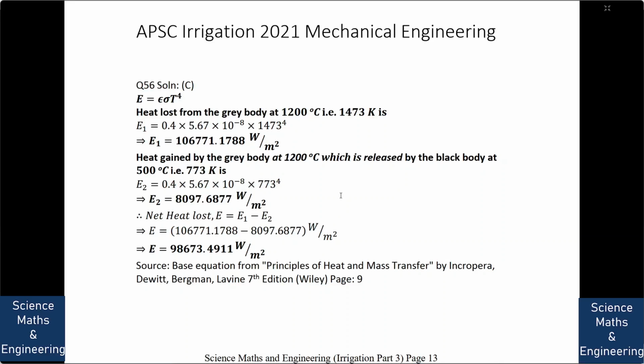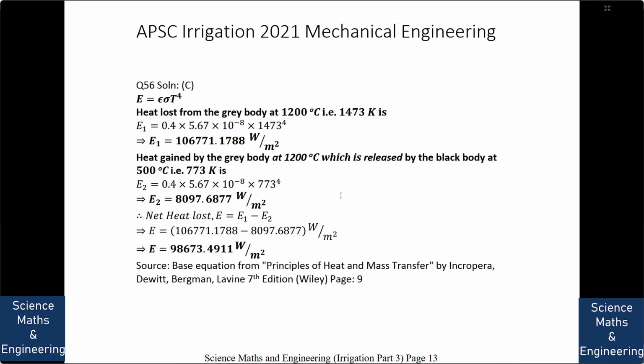we know the energy transmitted by radiation is given by E is equal to epsilon into sigma T to the power 4. Now heat loss from the grey body at 1200 degrees centigrade, that is 1473 Kelvin, is E1 is equal to 0.4, emissivity, into 5.67 into 10 power minus 8, that is the Stefan-Boltzmann constant, into 1473 to the power 4. So we have determined E1.